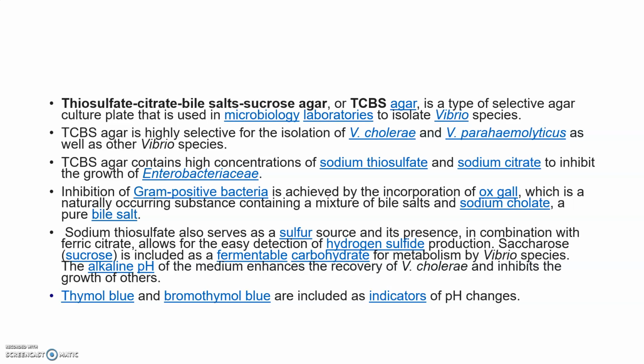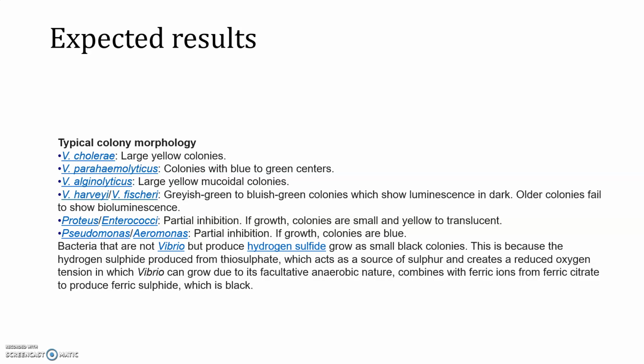And the alkaline pH of the medium enhances the recovery of Vibrio cholerae because Vibrio cholerae is more alkaline loving, and it inhibits the growth of others. Here, thymol blue and bromothymol blue are included as indicators. So, the expected results: Vibrio cholerae appears as large yellow colony, Vibrio parahaemolyticus blue to green centers, and Vibrio alginolyticus, they are also large yellow mucoidal colonies, and Vibrio fischeri, grayish green to bluish color. So, these are about Vibrio cholerae and also culture media.